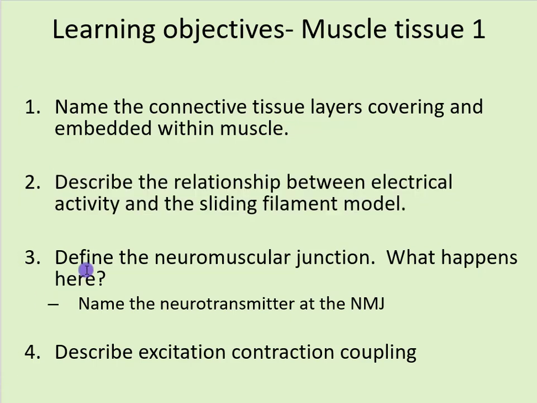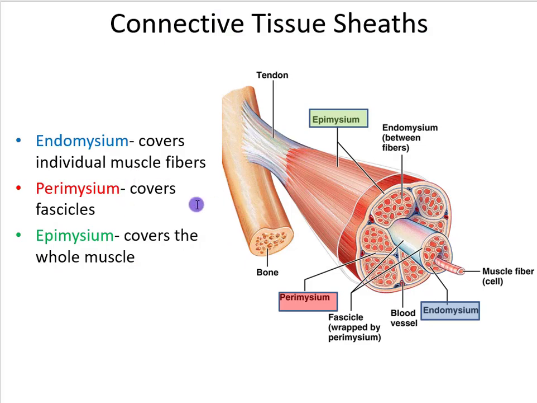Number three, let's define the neuromuscular junction and what happens here, as well as the neurotransmitter that we see. If you've watched the series on action potential, you already know that that is acetylcholine. And number four, describe excitation contraction coupling in the best way that you can. Really, that's the theme of the next couple of videos that we're going to make. So for the first learning objective, connective tissue layers, here it is.